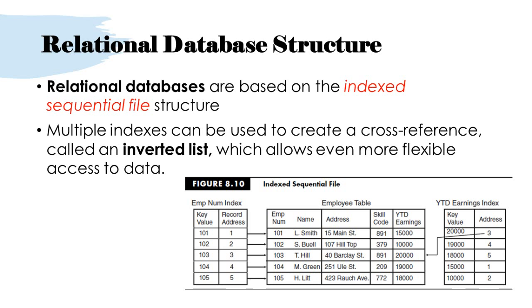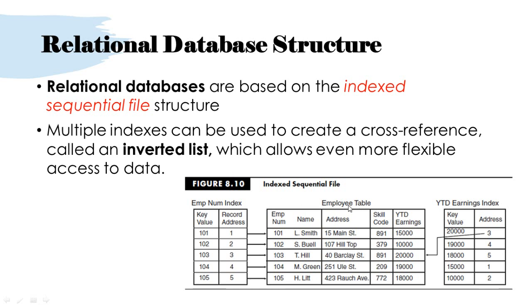Okay, the next is relational database structure. Relational databases are based on the index sequential file structure. Multiple indexes can be used to create a cross-reference called an inverted list, which allows even more flexible access to data. Now, we can see figure 8.10 here.